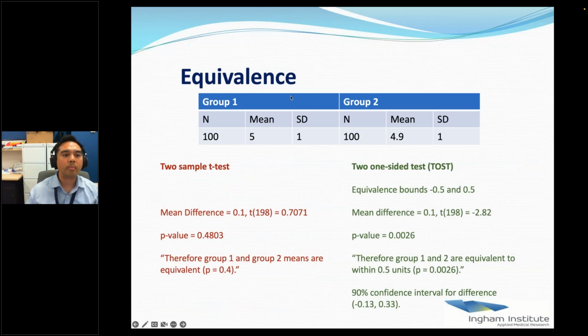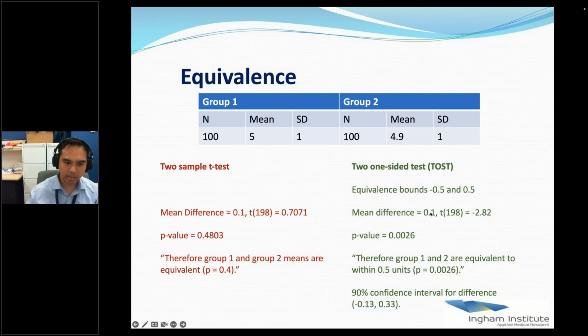So here's one very simple example. I've just made this up. You've run your study and you've run some basic statistics. You have a sample size of 100 in each group. The mean in group 1 was 5 with a standard deviation of 1, and in group 2 the mean was 4.9 with a standard deviation of 1. You can see from the eye test they're probably going to be equivalent. Now what most people tend to do, and what I see the most, is you calculate the statistic from a two-sample t-test and you end up with a p-value of 0.4803. And then you conclude, therefore, these things are equivalent, p equals 0.4.